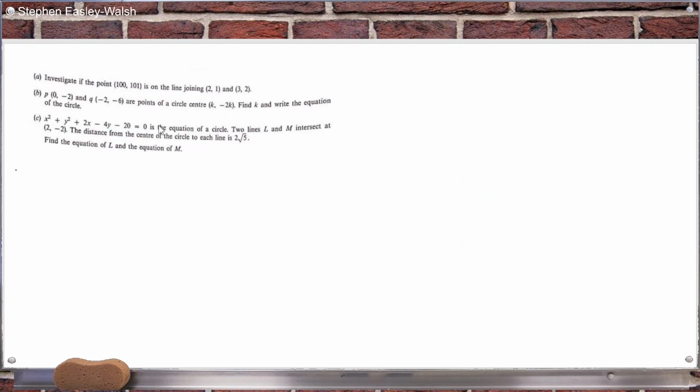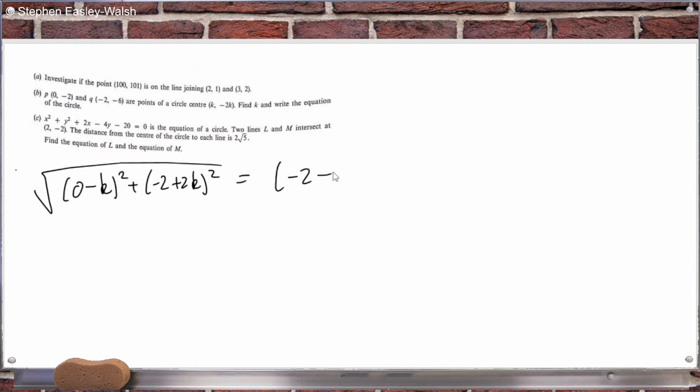Okay, P and Q are points on a circle with center (K, -2K). Find K and write the equation of the circle. So if P and Q are on the circle, it means the distance from P to the center should equal Q to the center. So that means the square root of (0 minus K) squared plus (-2 minus 2K) squared should equal (-2 minus K) squared plus (-6 minus 2K) squared.